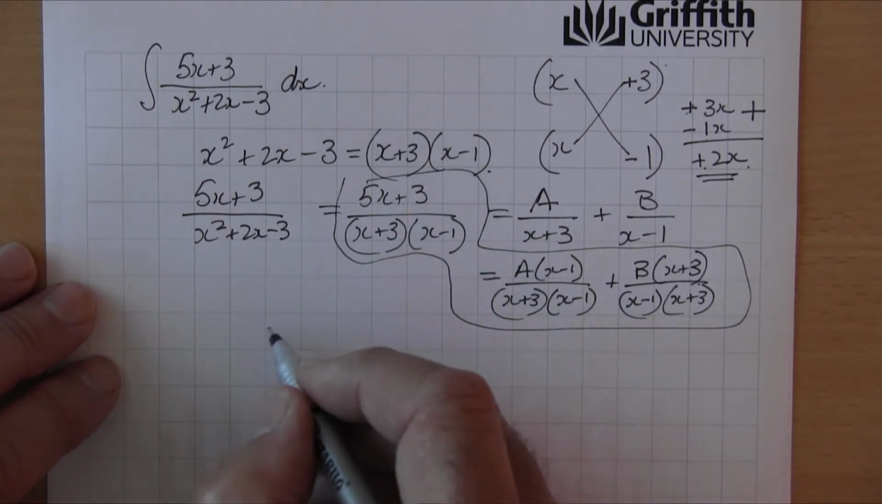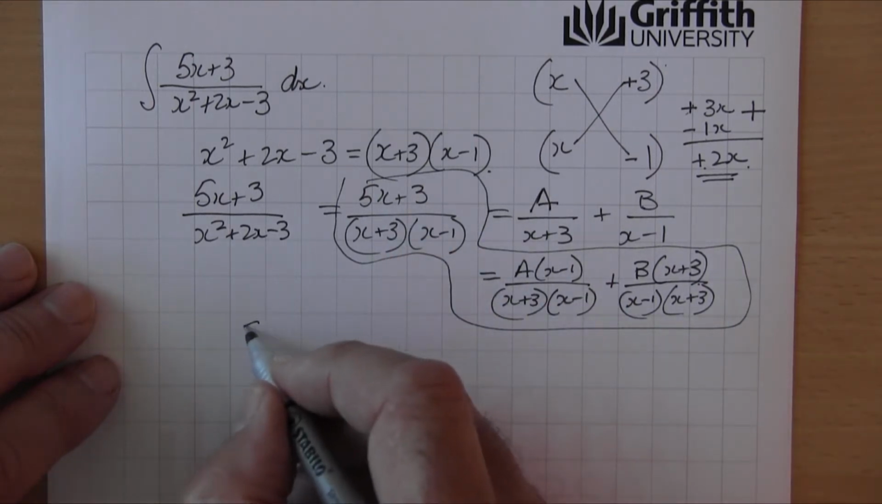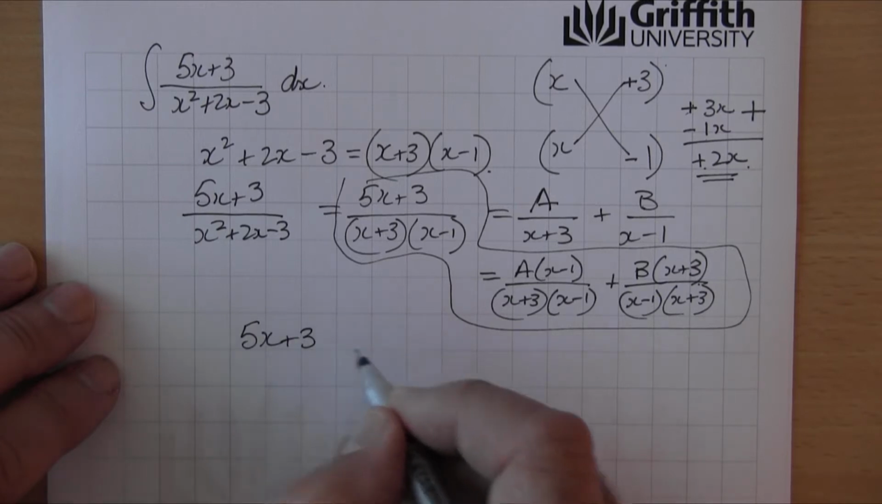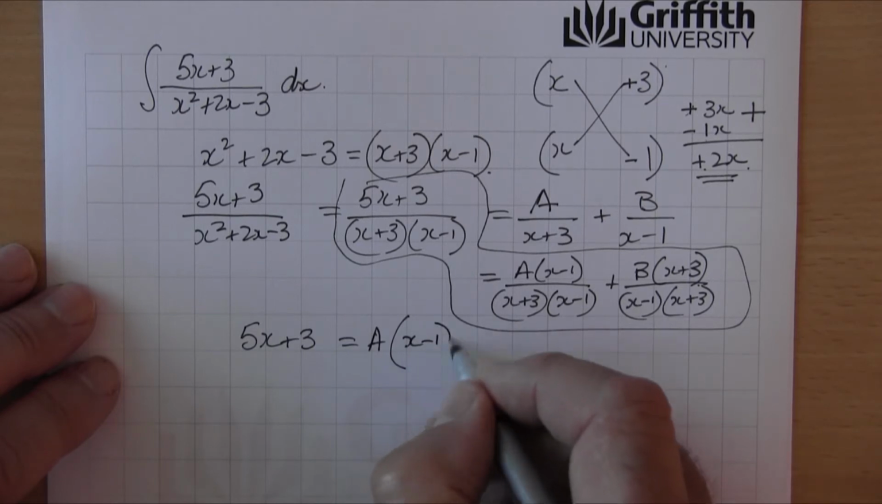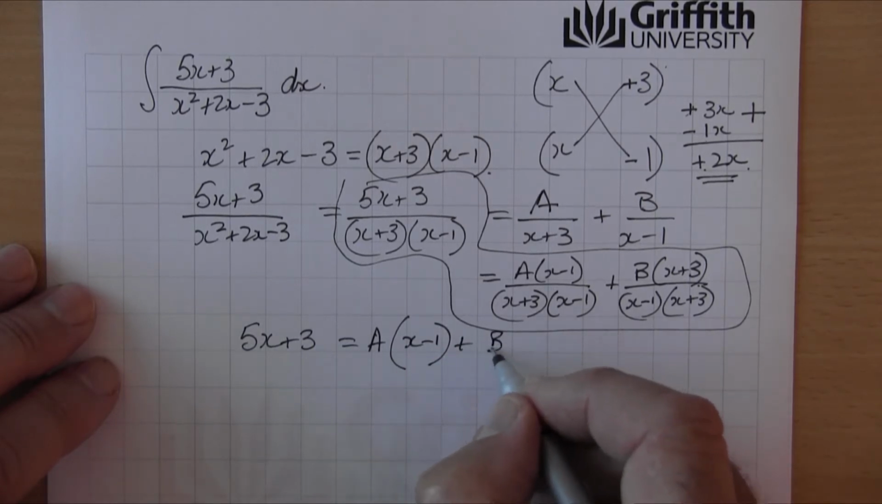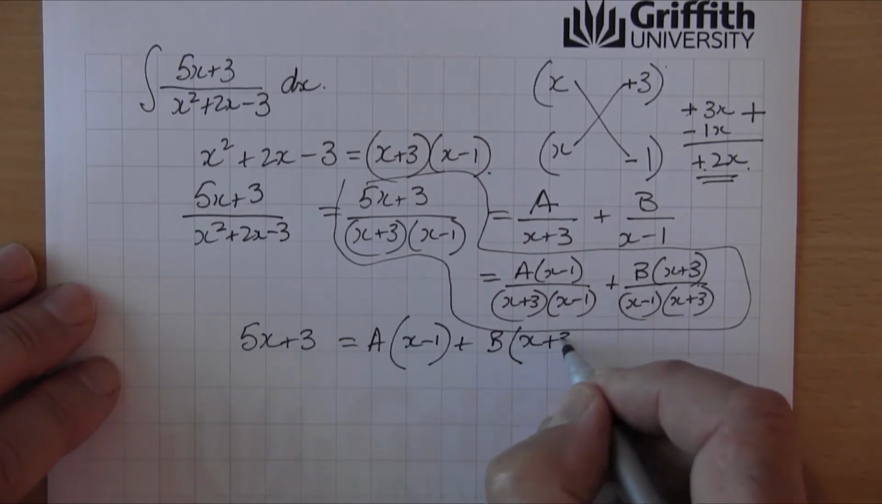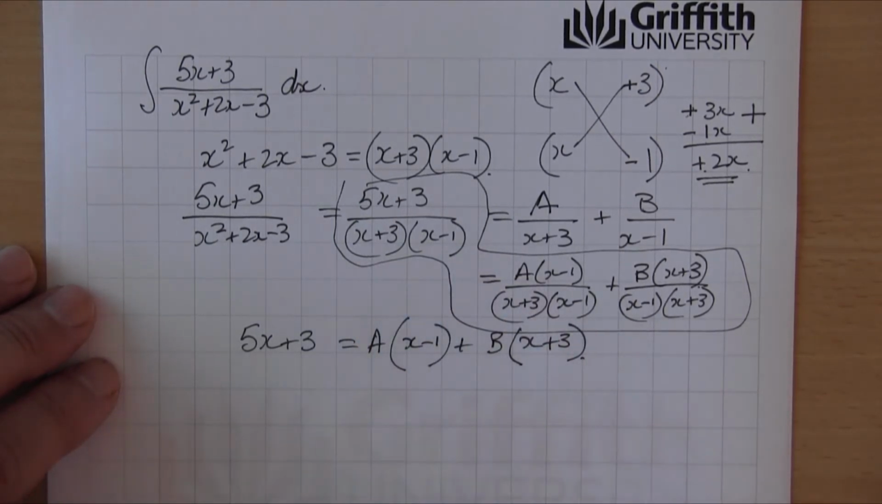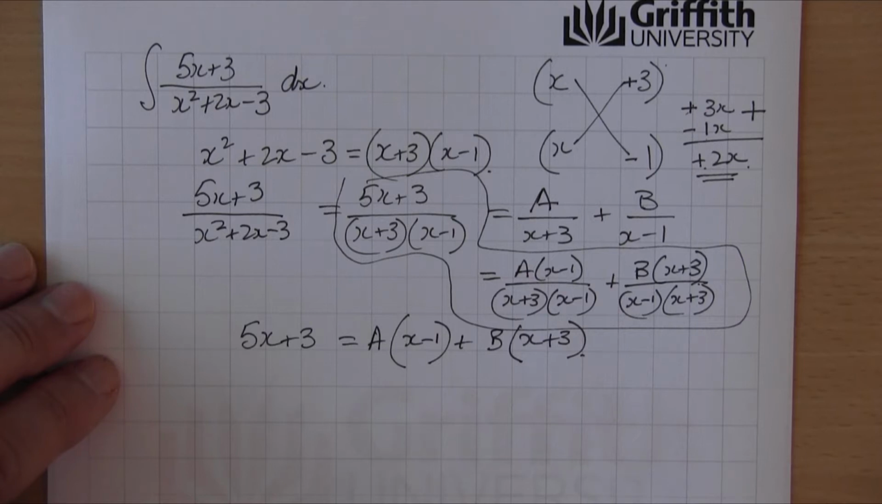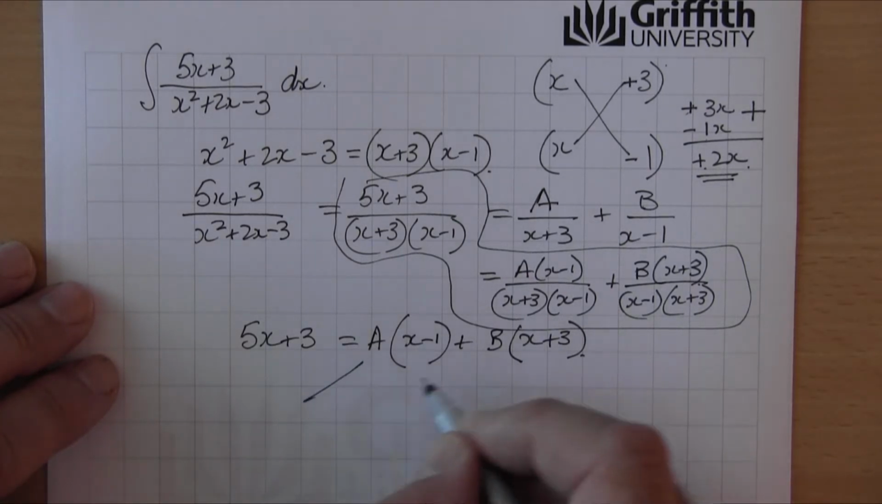So we can equate the numerators. We've got 5x plus 3 is equal to a outside of x minus 1 plus b outside of x plus 3. The reason for that is that the denominators are the same, so the numerators must be the same. Now there are two ways of doing this, and I'll just do them very quickly. I'll do both.